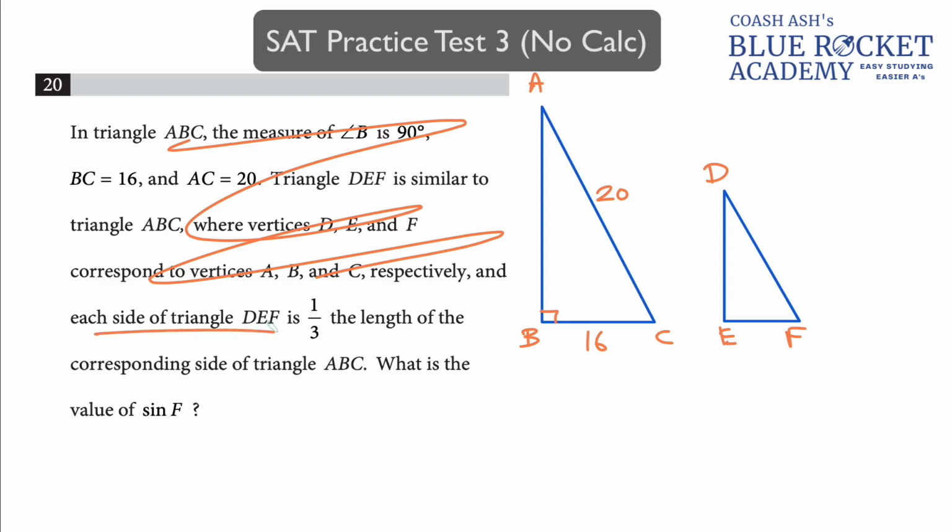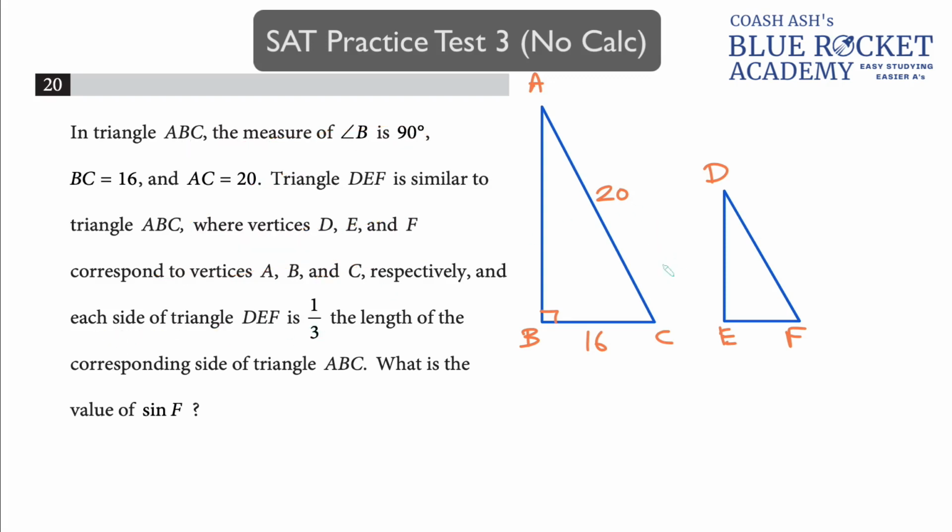Each side of the triangle DEF is 1/3. So in other words, this guy is 1/3 of this. So of course it's going to be 16 divided by 3. This guy's going to be 20 divided by 3, etc. Okay. Now what they're saying is, what is the value of sine of F? Okay, sine of F is here, right? And you want to find out the value of sine of F. Because the triangles are similar, you really only want to find out the sine of C. So sine of F is actually equal to sine of C. Remember, this is going to help you. This is going to save a lot of time. It'll reduce the number of calculations as well. What is sine of C?